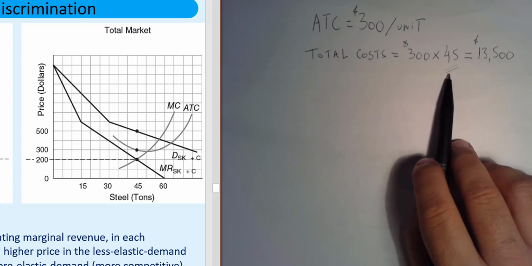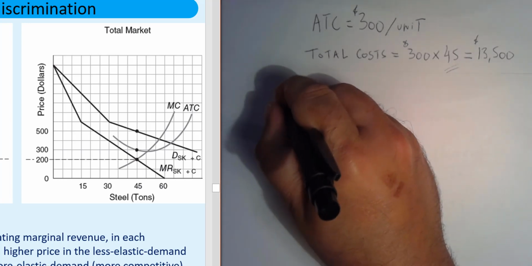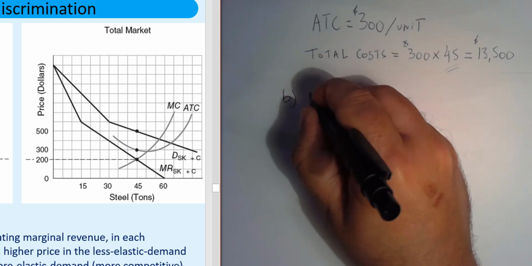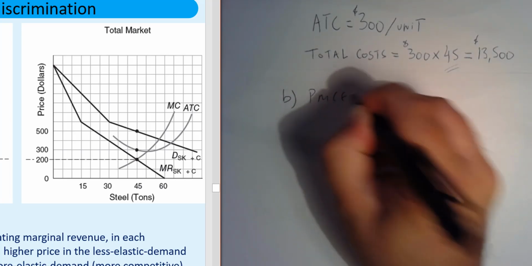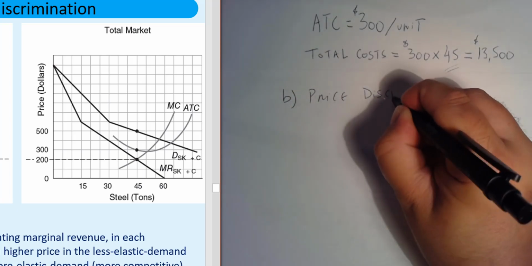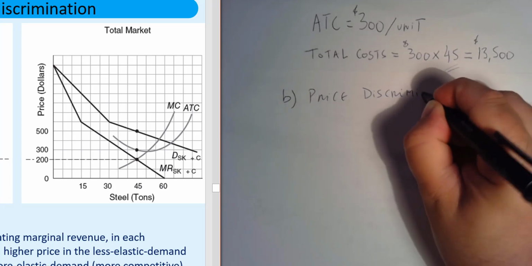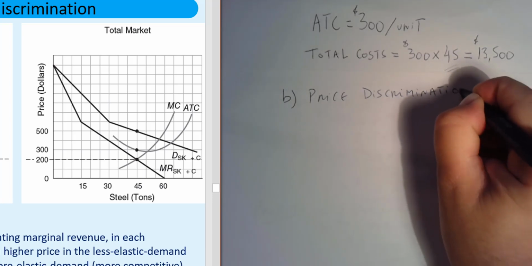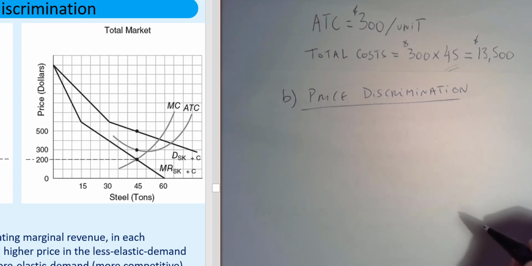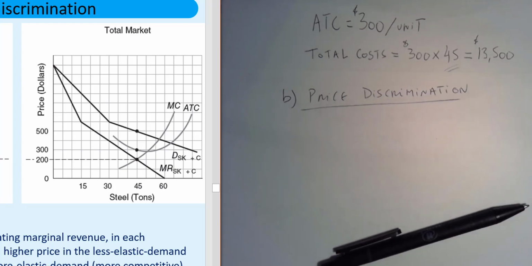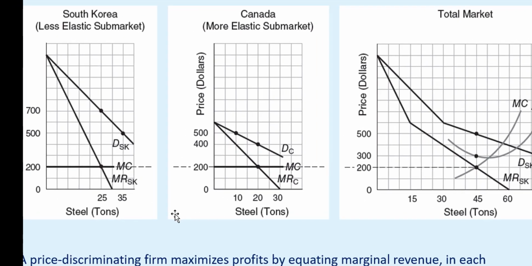We're still producing the 45 units, but now we're going to have price discrimination. And how are we going to do this? Well, let's look at the graphs. It all depends on the elasticity of demand.